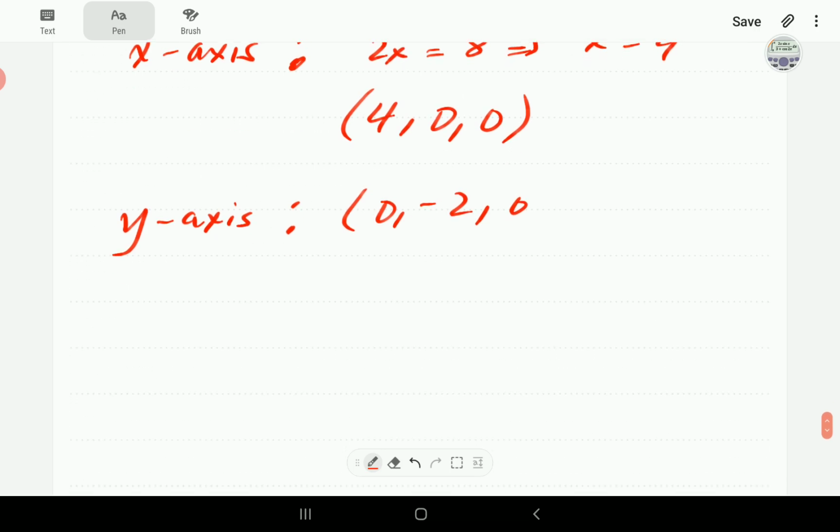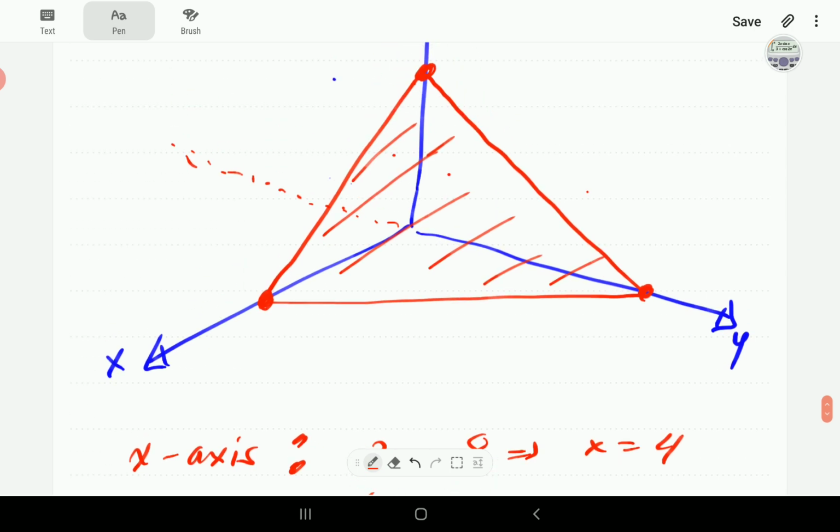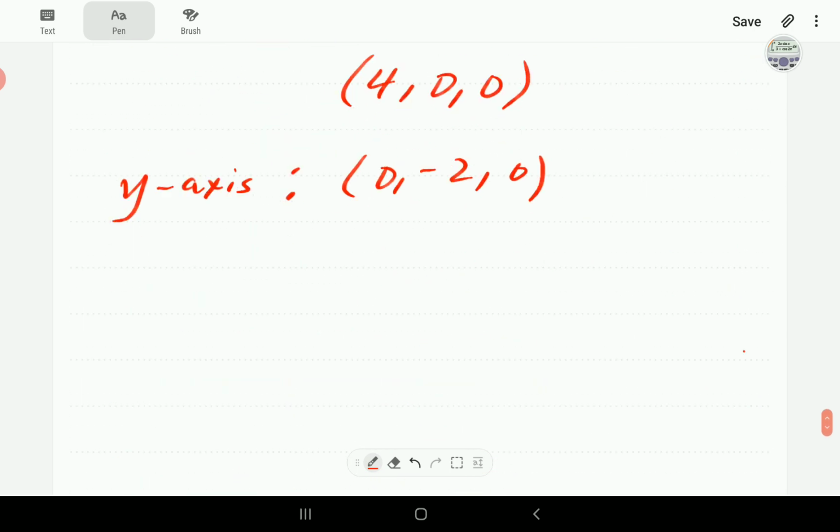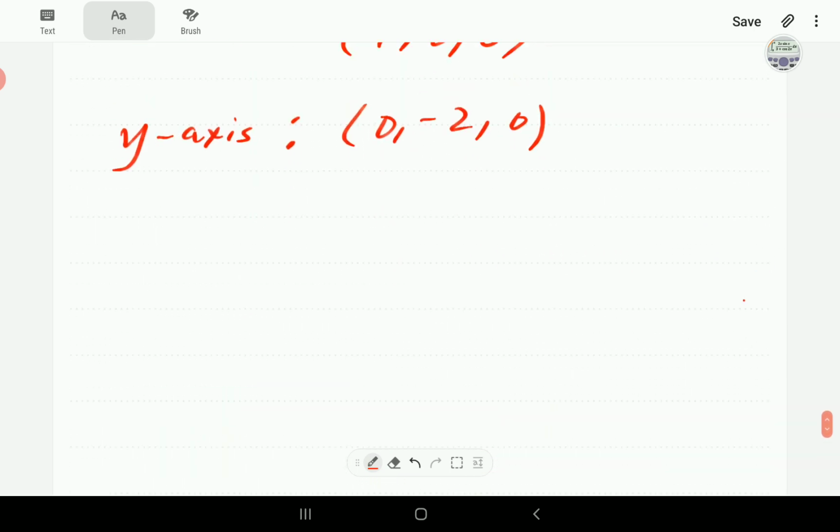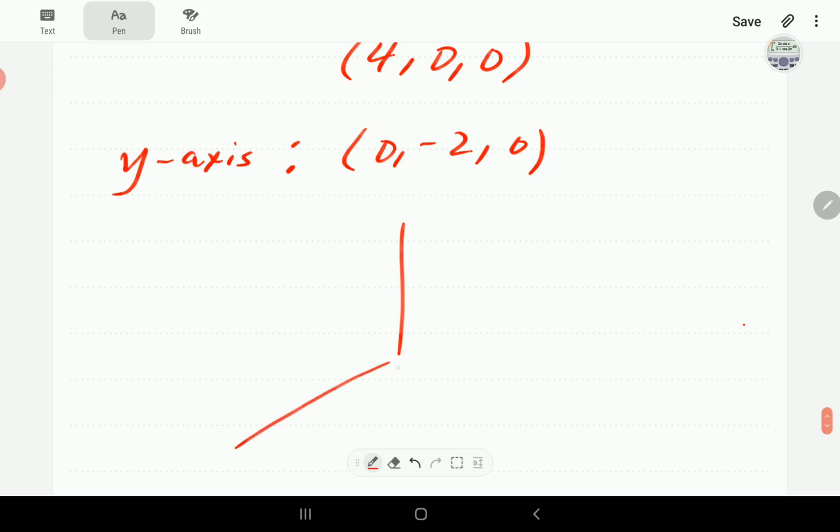Now, the intercepts with the coordinate planes. So there are 3 planes. Let me do another sketch. The horizontal plane, this one here, is the xy plane, and that one is defined by z equals 0.